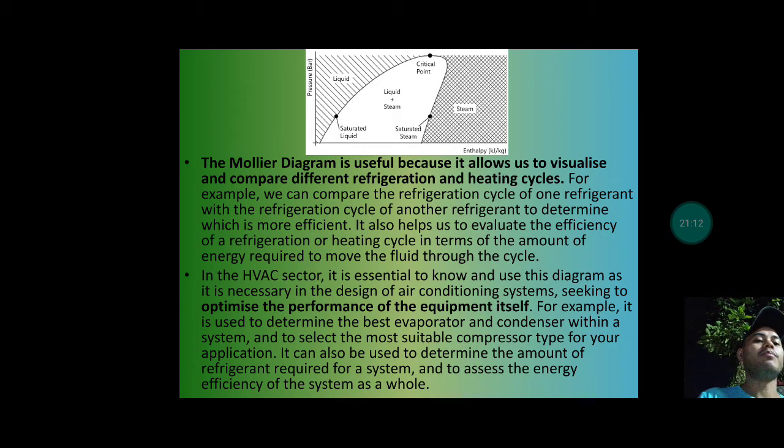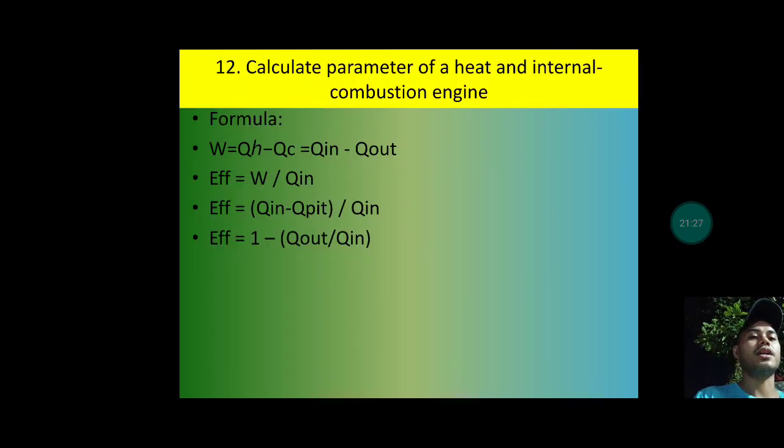So you can check if there are problems, and you can optimize your equipment if there is something to be improved. Using that molecular diagram is useful because it allows us to visualize and compare different refrigeration and heating cycles and optimize the performance of the equipment itself. So that's the use of the molecular diagram.